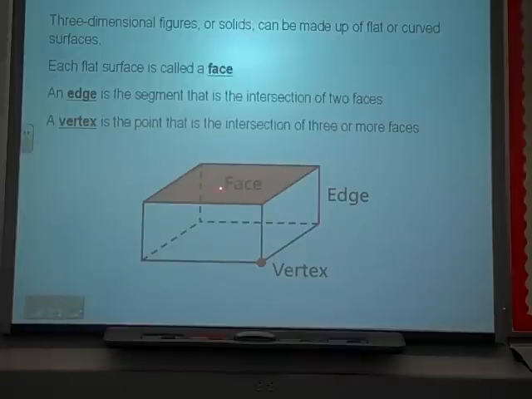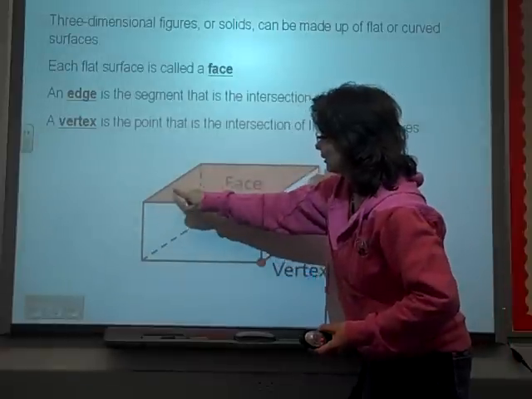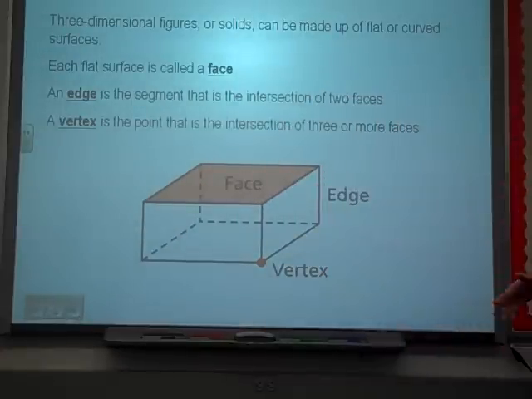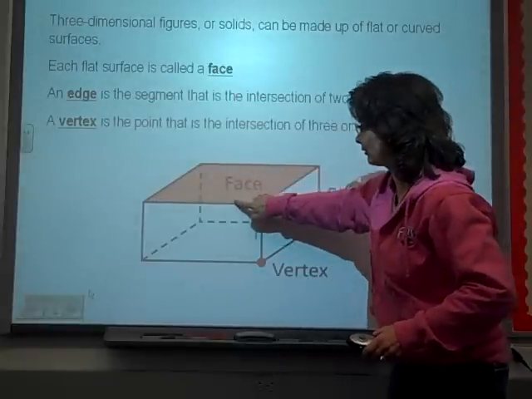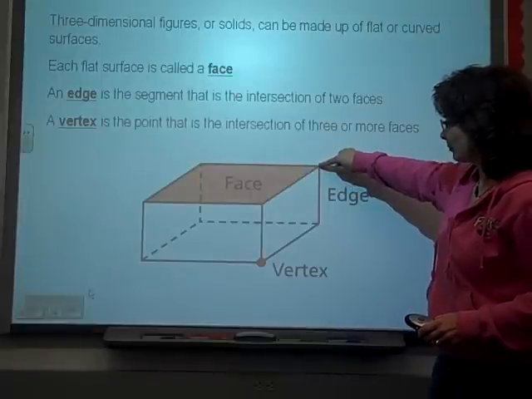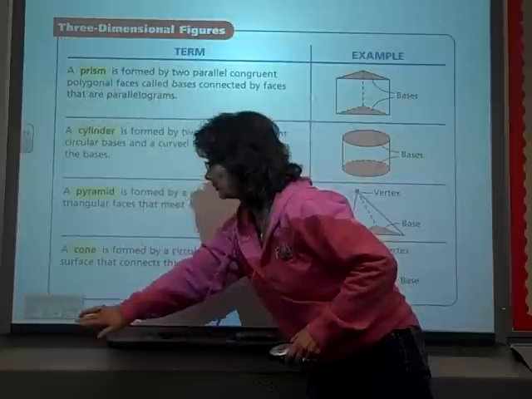Each of these flat surfaces, the top, the bottom, the two sides, the front, or the back, are all called faces. Another way you might hear them described is bases. Bases are faces. An edge is where two faces intersect. It's these long stretches along here. And a vertex is anywhere that the edges meet. So the corners would be the vertices.